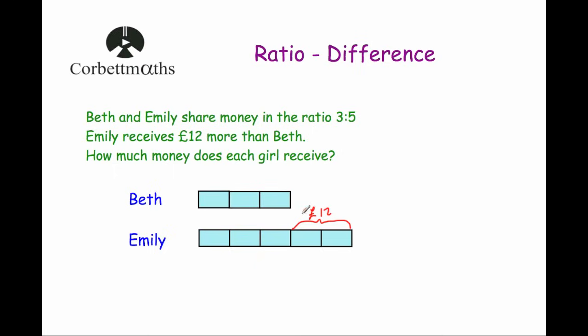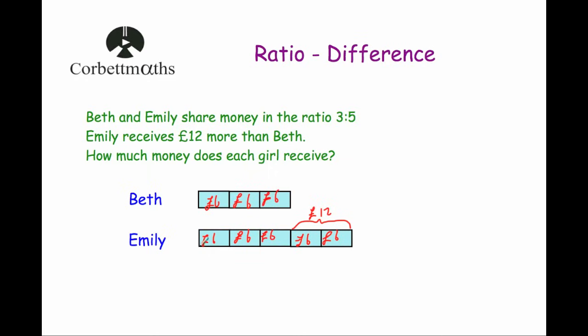And what we need to do is use that bit of information to then work out how much each girl receives. So as you can see, the difference between them is 2 parts, and that's £12. So that means that each part is going to be equal to £6. So if I write £6 into all of these and £6 into each of these, we can then solve it.